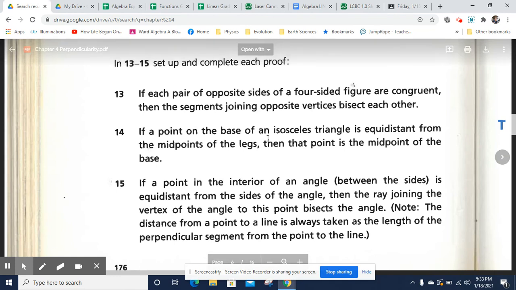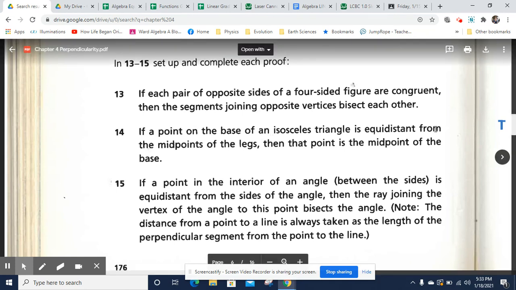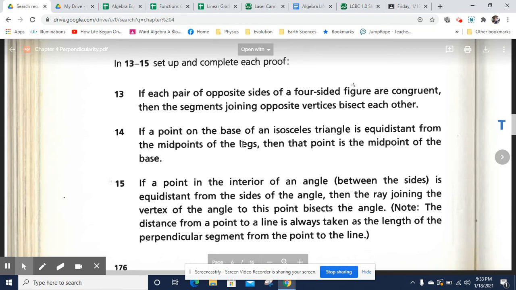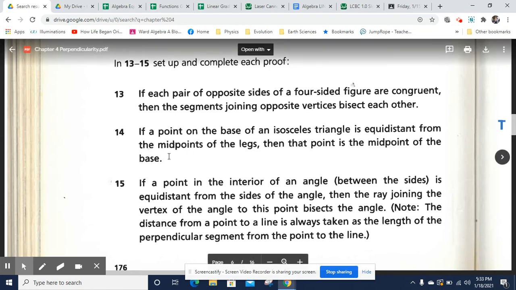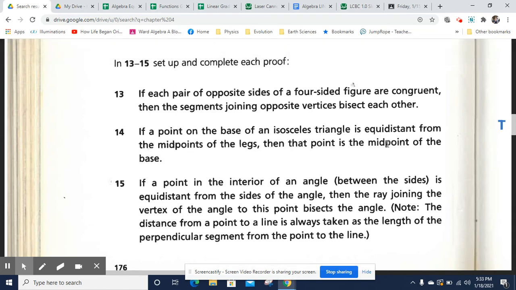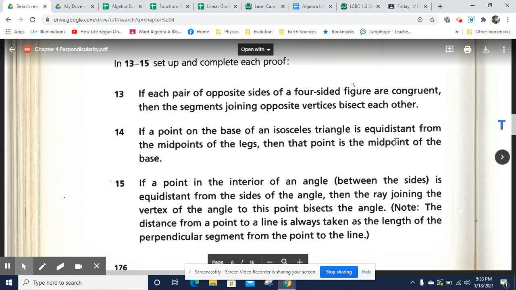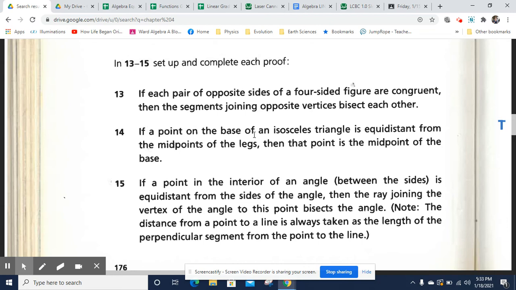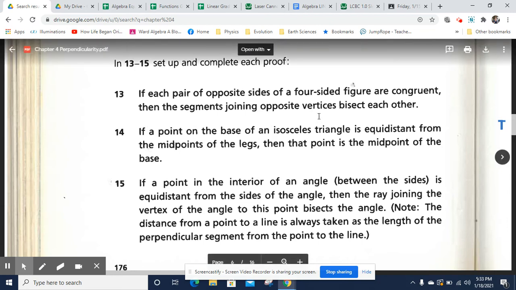If a point on the base of an isosceles triangle is equidistant from the midpoints of the legs, then that point is the midpoint of the base. So this is clearly the thing you have to prove. The thing you're proving is that that point is the midpoint of the base. And the given is a point on the base of an isosceles triangle, so it's an isosceles triangle, and it's got this point on the base that's equidistant from the midpoints of the legs. So now we actually are establishing midpoints of the legs, that it's the same distance from the midpoints of those legs, and that point is also the midpoint.